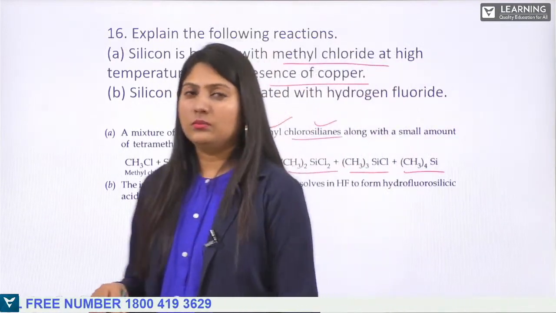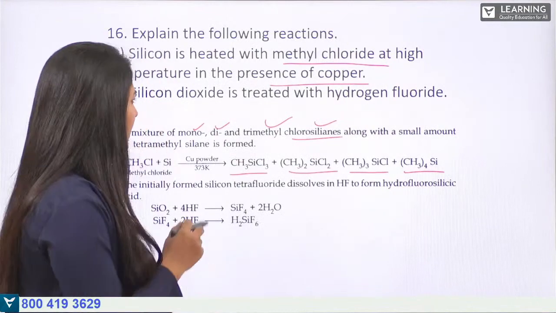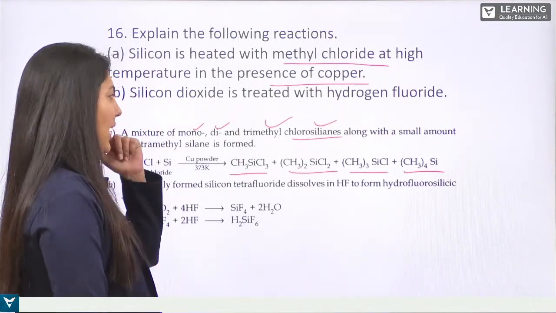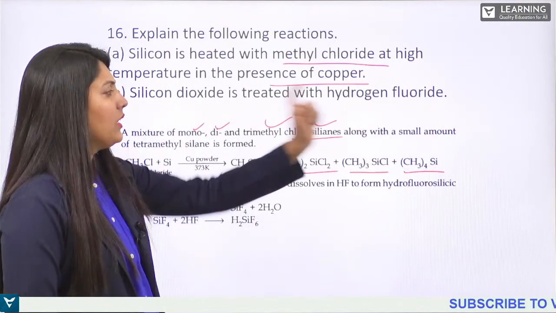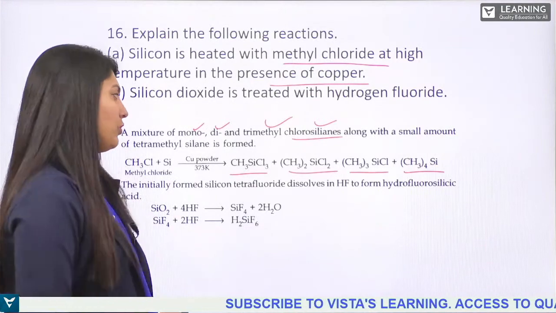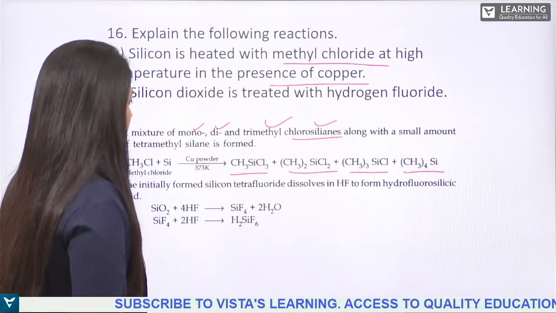and we have these mono, di, tri methyl chlorosilanes which are formed, and we also have a small amount of tetramethylsilane which is formed. Are you getting this point, students?